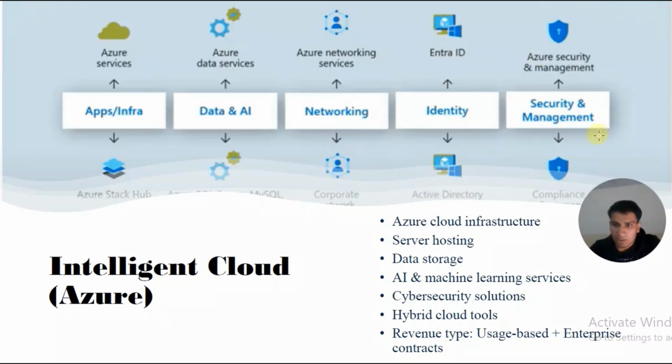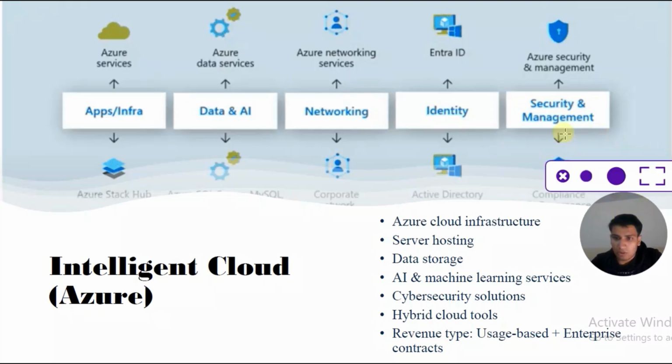And the Azure management system is also part of it. It provides security and a management system, and so it results in compliance and others. So basically it is the complete intelligent cloud for Microsoft, right? It is called Azure. So you can see Azure cloud infrastructure. It provides server hosting, data storage, AI and machine learning services as well. It also provides cyber security solutions. You can also see it is a hybrid cloud tool as well.